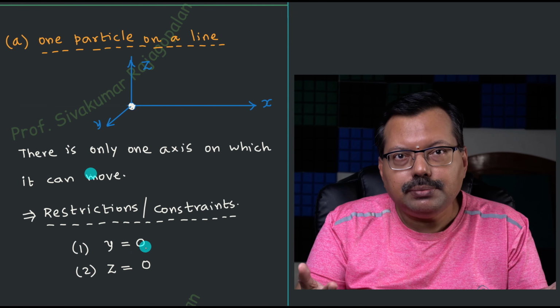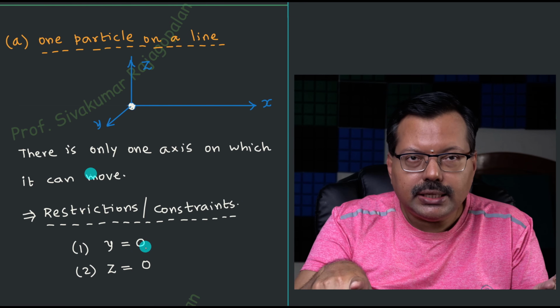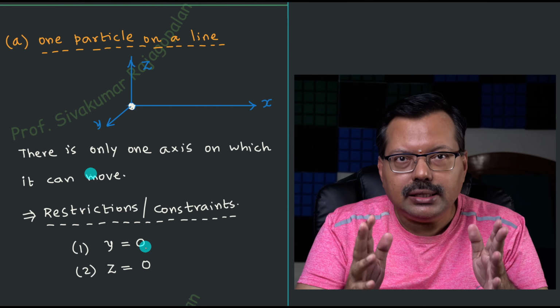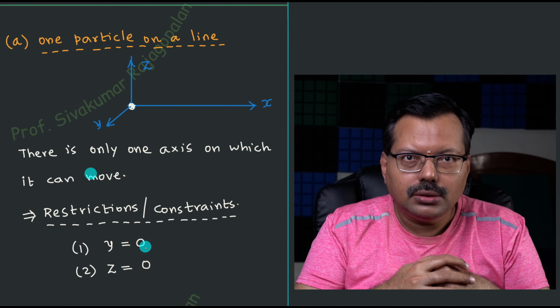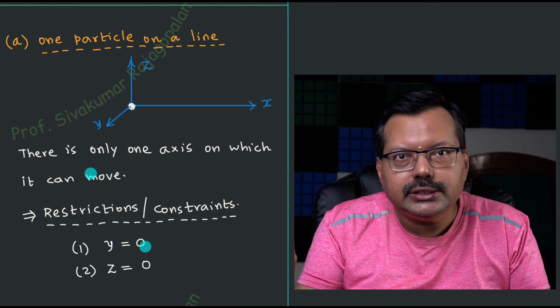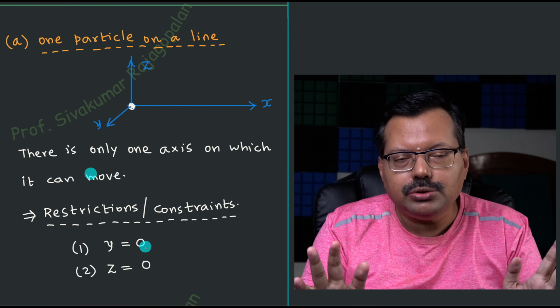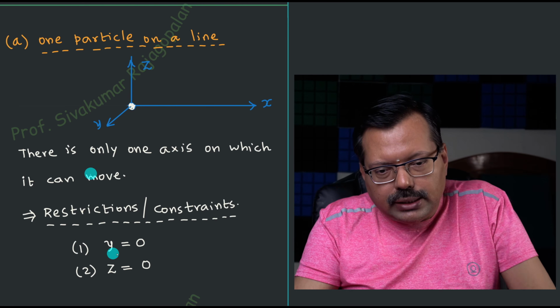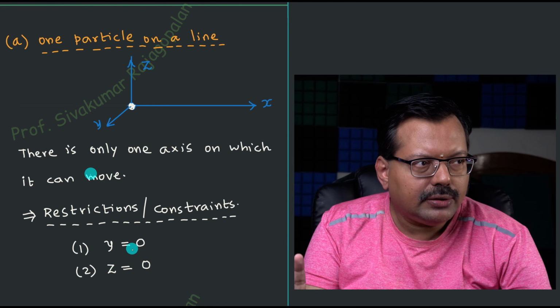If you are studying a simple pendulum, if there is a constraint in the simple pendulum, that constraint should be there all the time until you finish the experiment. Then only all the calculation is correct. While doing the experiment, if the constraint itself disappears, then whatever you are writing is totally wrong. So that is important. The constraint should be valid all the time.